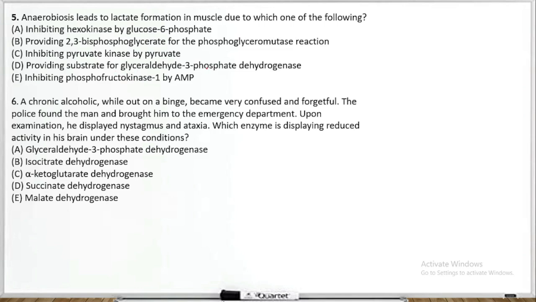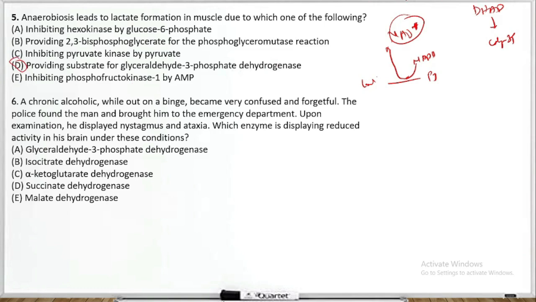So when there's anaerobiosis with excess lactate formation, the levels of NAD+ build up. It builds up like this because as lactate is being formed, the NADH is utilized. So pyruvate utilizes a lot of NADH now and forms a lot of lactate. So when we have lactate in excess, this NAD+ now favors the conversion of DHAP to glyceraldehyde 3-phosphate. So that's why the answer will be providing substrate for glyceraldehyde 3-phosphate dehydrogenase. So that's the enzyme here.